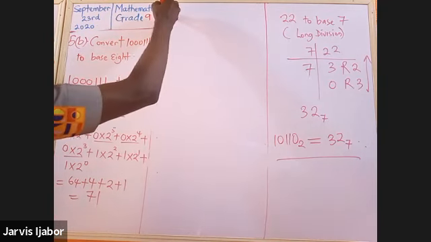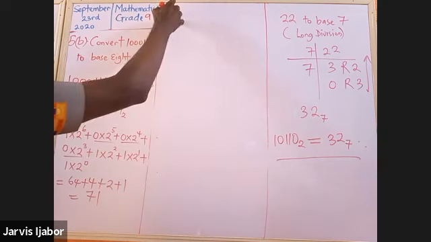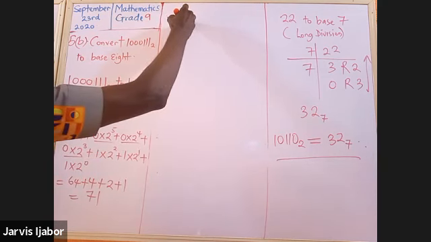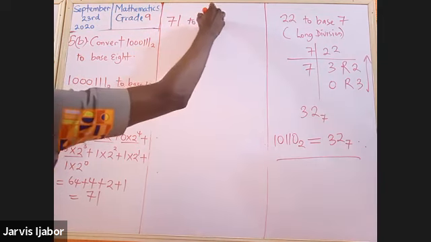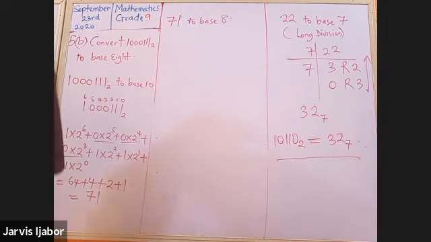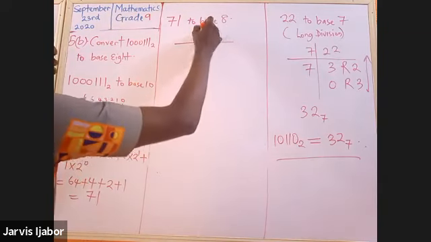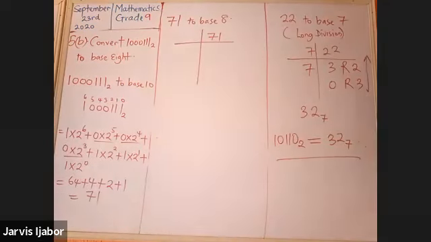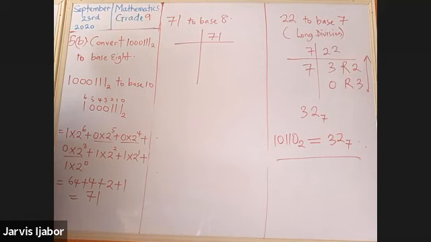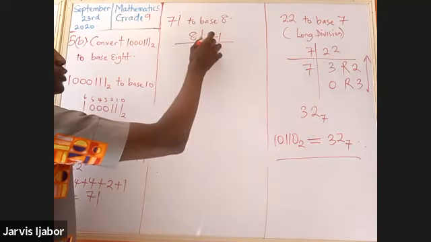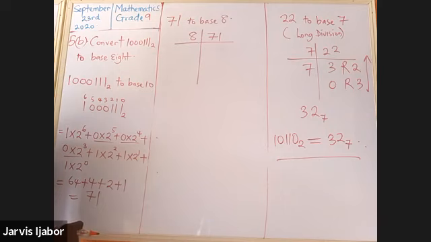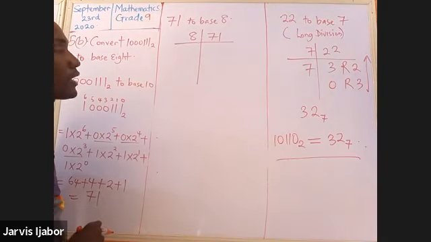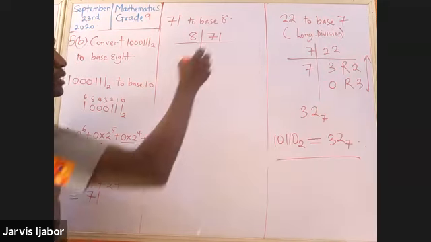So, we'll now convert 71 to what? To base 8. 71 to base 8. How would that be done? Now look at this. It means we're going to use long division. Remember I told you that there are codes you need to remember. So with that in place, 8 into this will give me what?